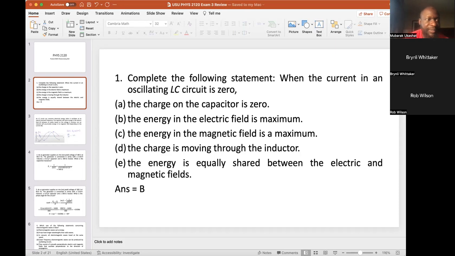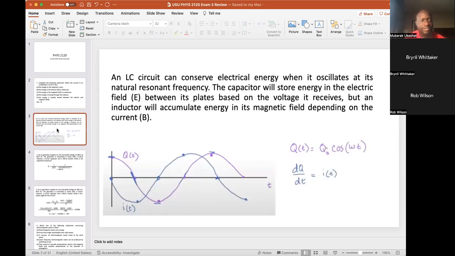So this is practice exam three. The first question says, complete the following statement: when the current in an oscillating LC circuit is zero, then we say the correct answer is B. The energy in the electric field is maximum. I'm going to tell you why I wrote some statements, just easy to see here.